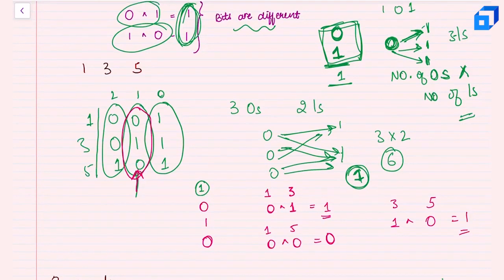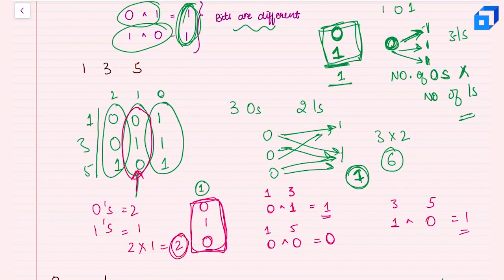Since I'm associating every 0 with every 1, I'll simply count the number of 1s and the number of 0s at every ith position. So here my number of 0s is 2 and my number of 1s is 1. So I'll simply do 2 into 1. That'll give me 2. Now I also have to multiply it by 2, because I'm considering not just 1 and 3, but 3 and 1 also, right? So they'll give me the same result, so I'll simply multiply it by 2.